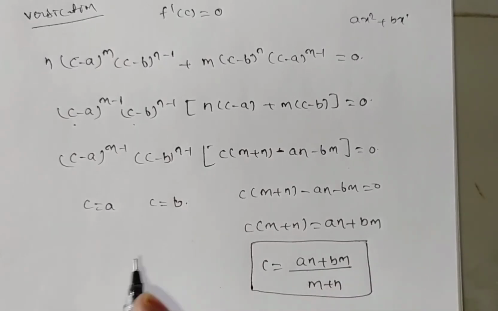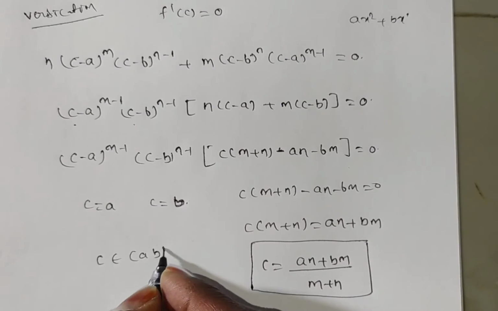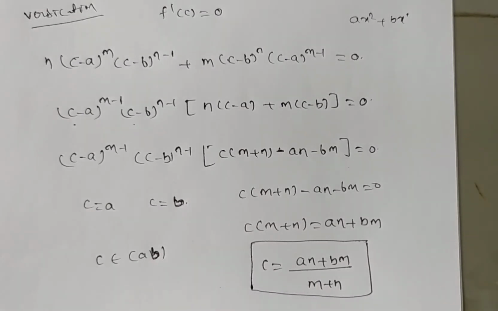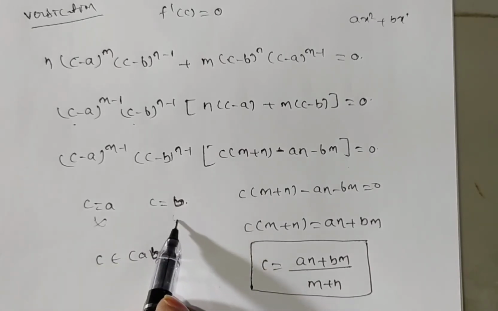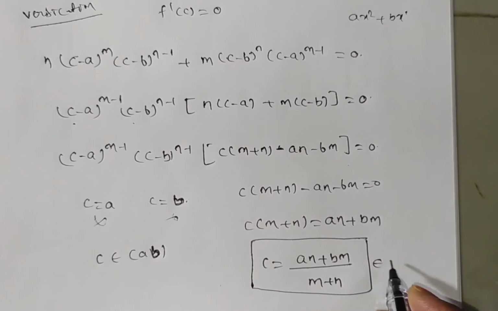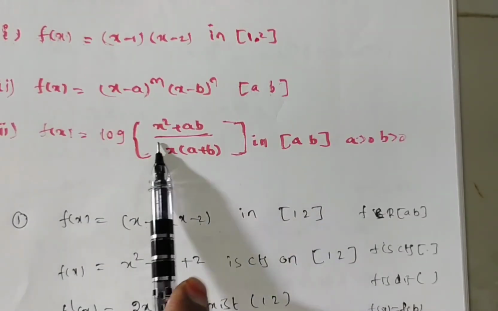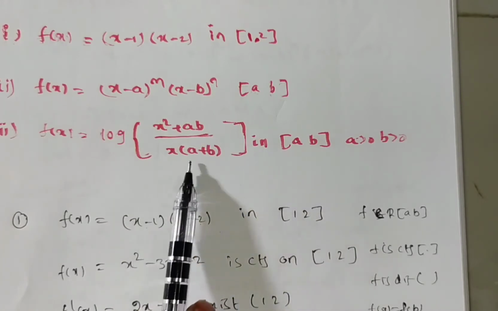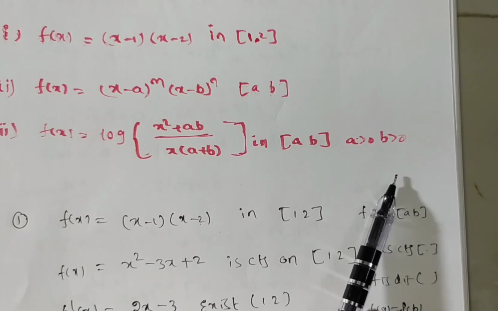Now you observe we have to take the c value lying between a and b. So can you guess which value belongs to the open interval (a, b)? Does c equal a belong? No, because this is an endpoint. And what about c equal b? This is also not. So the third one belongs to the open interval (a, b). Hence proved Rolle's theorem in this case. Okay now, next problem. We have log of (x squared plus ab) by x into (a plus b) in the closed interval [a, b], where a greater than 0 and b greater than 0.